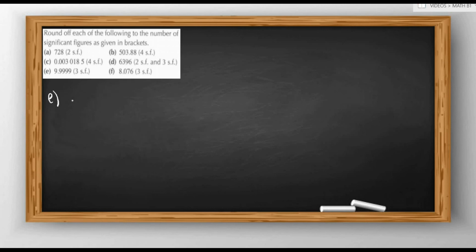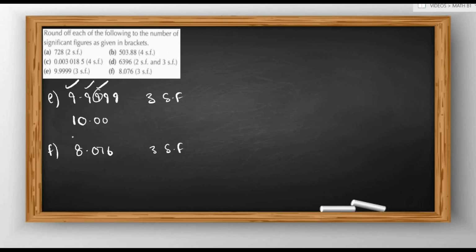Moving on to part E. In part E, the question says 9.9999 to 3 significant figures. So 1, 2, 3. So the third significant figure is 9 itself. But even if we were to round it off, it would eventually become 10.0. Moving on to part F, which says 8.076 to 3 significant figures. Now 1, 2, 3. The third significant figure is 7, and after 7 you have 6. So 7 will become 8. So you will write 8.08. This would be your answer.